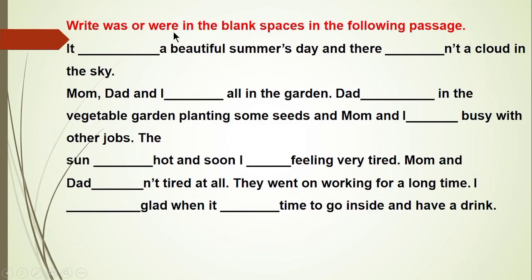Write was or were in the blank spaces in the following passage. It was a beautiful summer's day, and there wasn't a cloud in the sky. Mom and Dad and I were all in the garden. Dad was in the vegetable garden planting some seeds, and Mom and I. Complete the rest of the blanks yourselves.